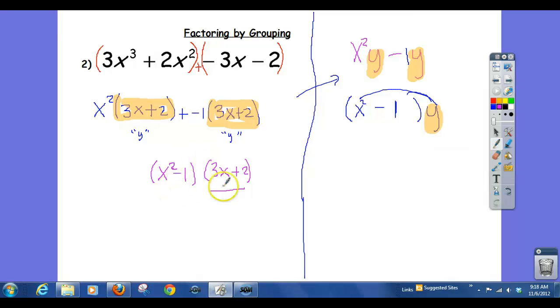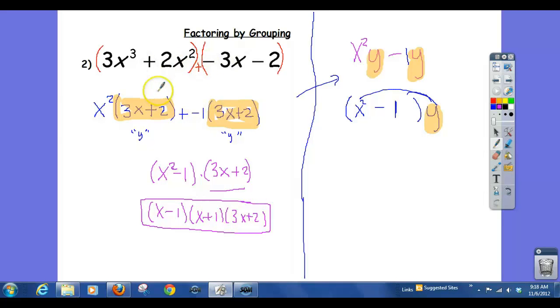And now you want to look at what you got and see if anything else can factor. So that was a good first step. X squared minus 1 can actually factor into x minus 1 times x plus 1. And at that point, we're done. Times 3x plus 2. So now that is completely factored. Which means, of course, if you multiply this all out, you get this original expression. Who would have thought that this can factor to this? It's a little hard to see, but this factoring by grouping technique sometimes works.